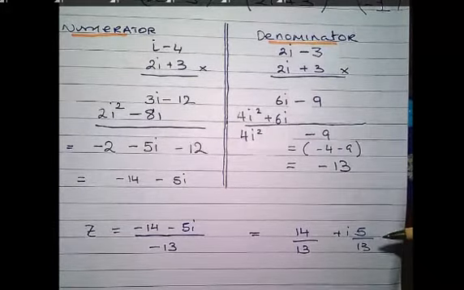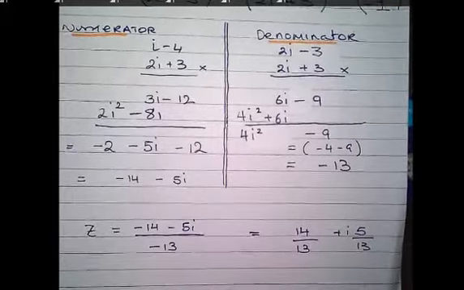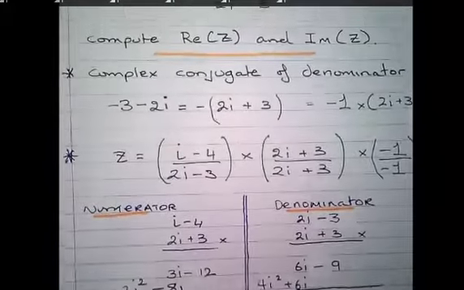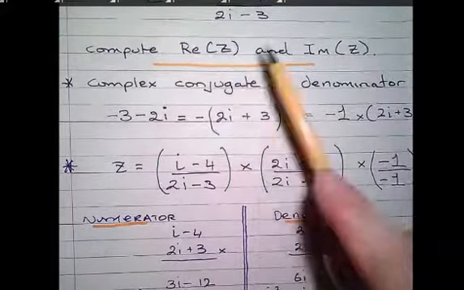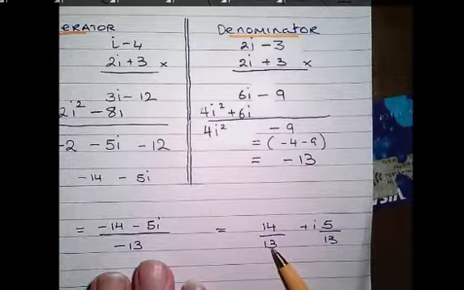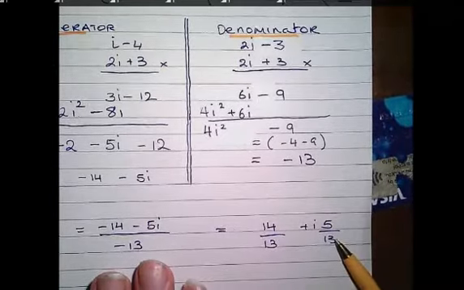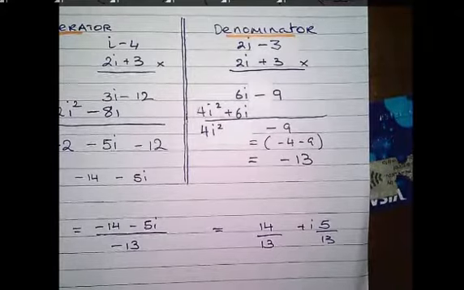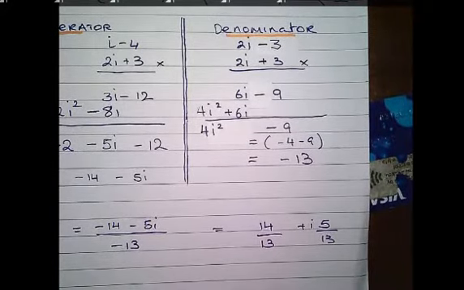Now remember, what we were asked for is the real part and the imaginary part. Okay, let's move up there. That and that. Okay, so just don't forget to spell that out. Real is 14 over 13. Imaginary is 5 over 13. That's always important in the question, to state your answer properly. Okay, we'll leave it there.